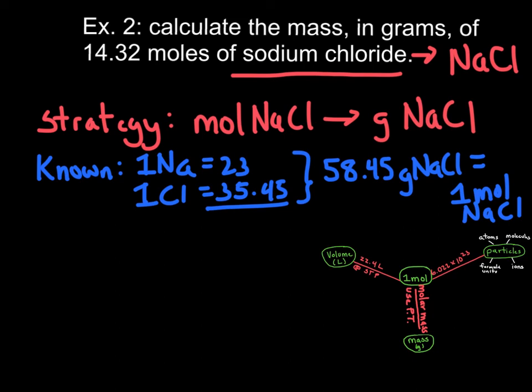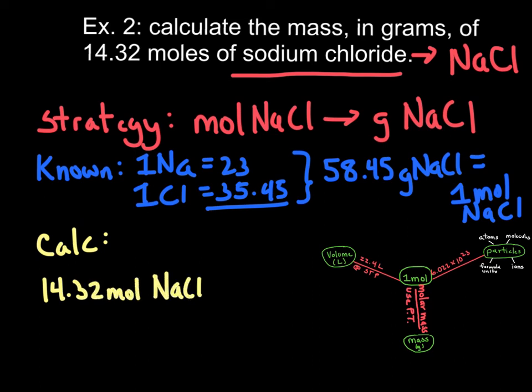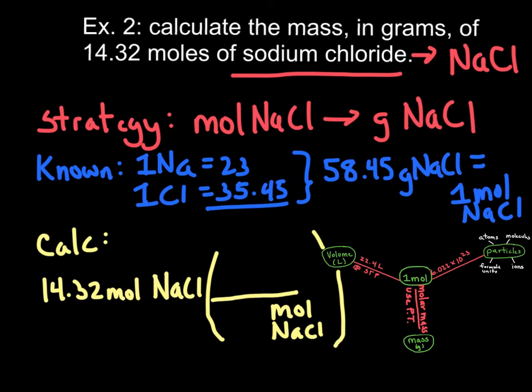Alright, let's get to the calculation. We always start with what we're given, so we're going to start with 14.32 moles of sodium chloride. We want to get rid of moles, so we're going to put moles at the bottom. And notice I'm putting the unit and the chemical. We have to do that in order to be counted correctly. I will mark you wrong if you don't do this. We want to get to grams of sodium chloride, and our numbers follow.